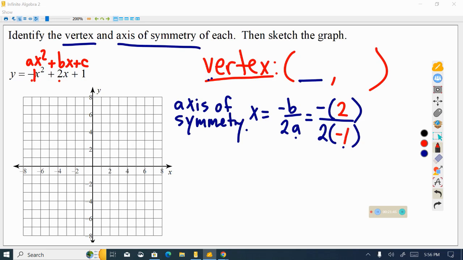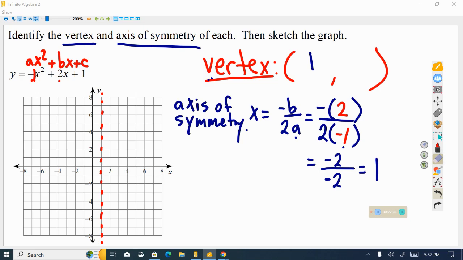negative 1. And then, let's be careful when we do our math right now. We know that negative 2 is just negative 2. But 2 times negative 1 is negative 2 again. So now we have a negative divided by a negative, and a negative divided by a negative makes a positive. And so we just have 1, right? We're dividing the same thing by itself. So that gives us positive 1. So now we know what the vertex is, at least in its x coordinate, and we know what our axis of symmetry is. Our axis of symmetry must be at positive 1. So I know this is my axis of symmetry.